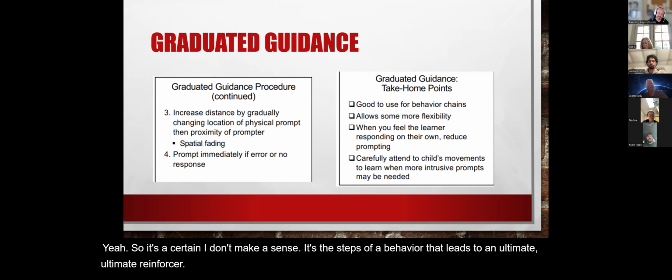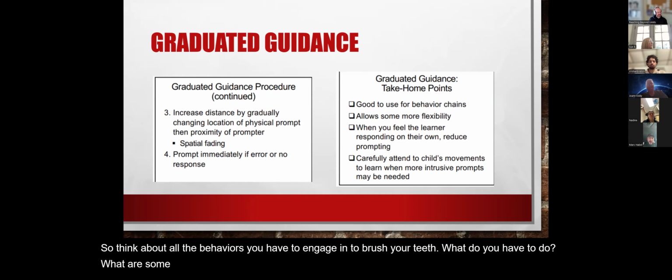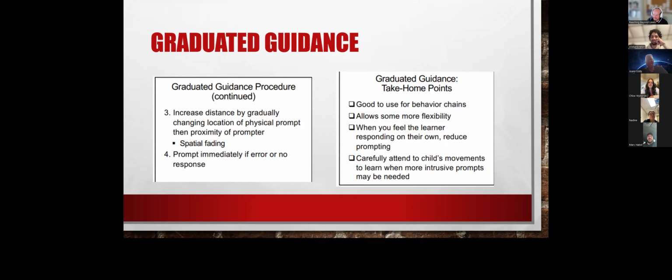So think about all the behaviors you have to engage in to brush your teeth. What do you have to do? What are some behaviors? Go to the bathroom, turn on the water, pick up your toothbrush, put the toothpaste on the toothbrush. Then what? Wet your toothbrush again and then put the toothbrush on your teeth and start moving around. Nice. So that's a behavioral chain, right? All those behaviors go into brushing our teeth.